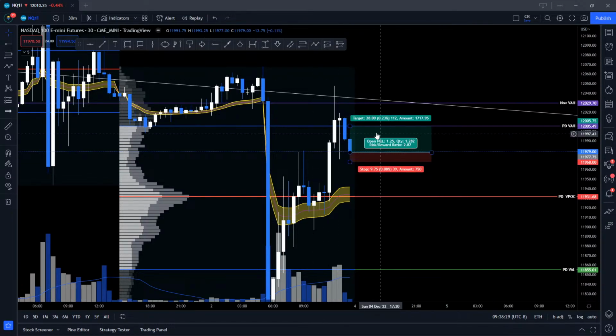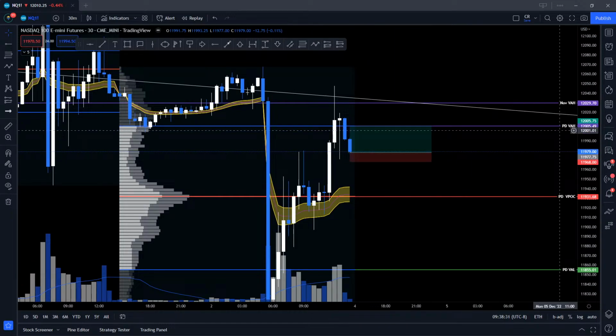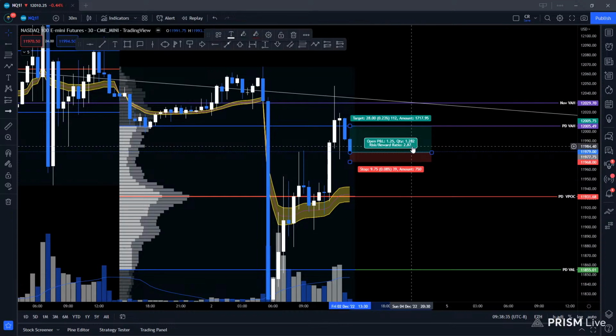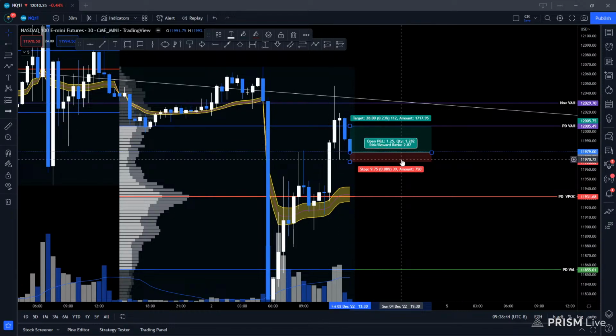And my profit taking is going to be my previous day value area high. That's where I'm shooting for. And with that, I'm almost getting 1-to-3 risk to reward on this trade. And this is how you want to trade every single trade.